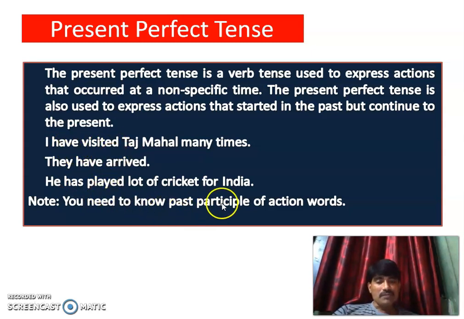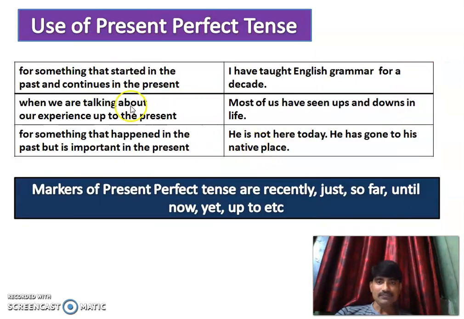You need to know that past participle action word. If you do not know, because irregular verbs, there is no rule how to frame or how to form a past participle or past form. You have to simply observe them and remember them. So this is what the use of present perfect tense is.